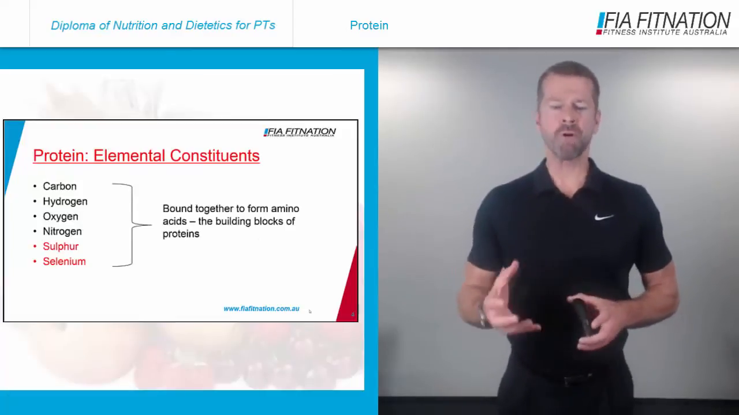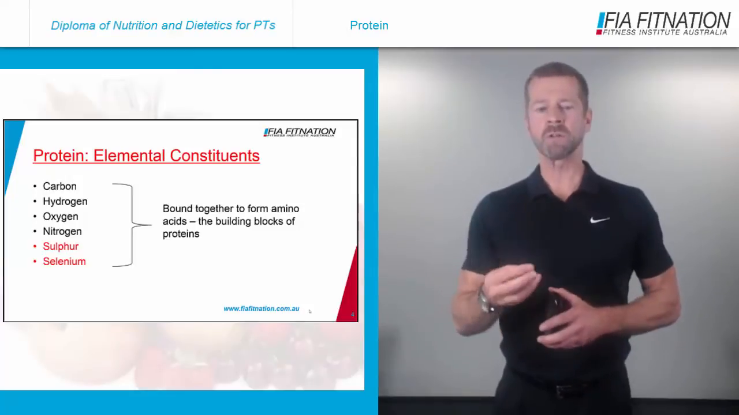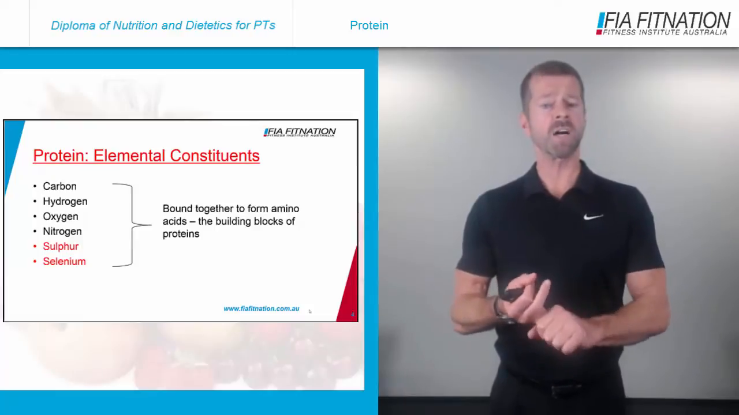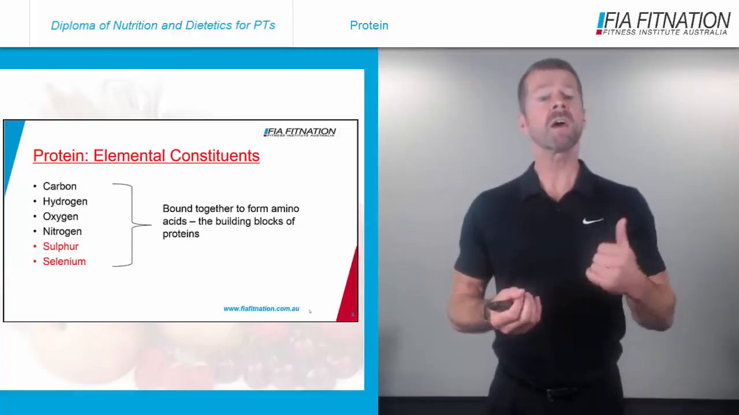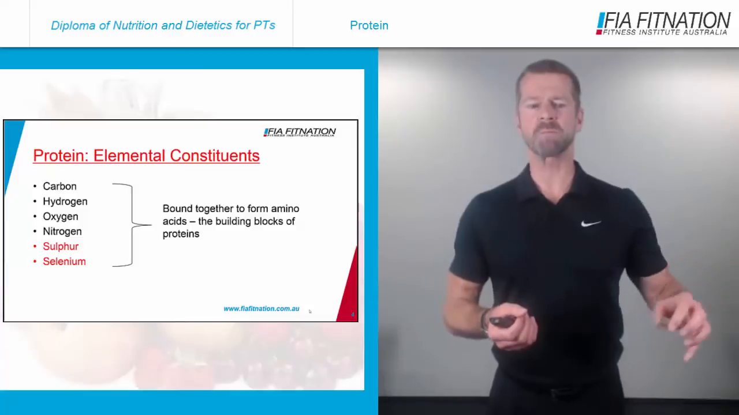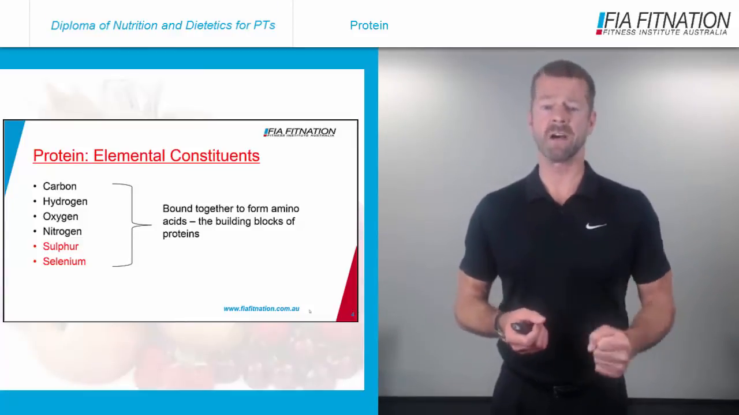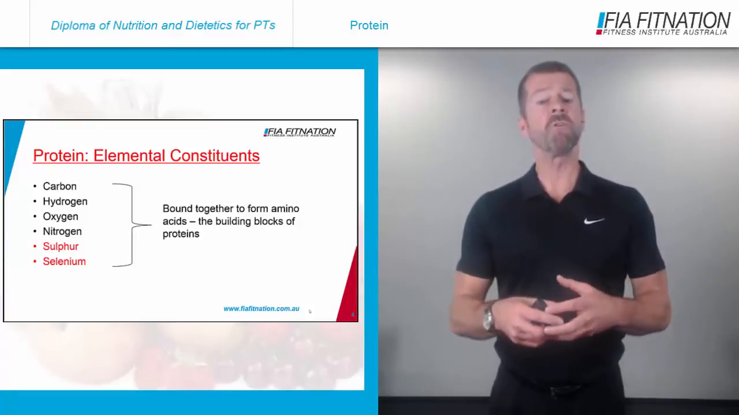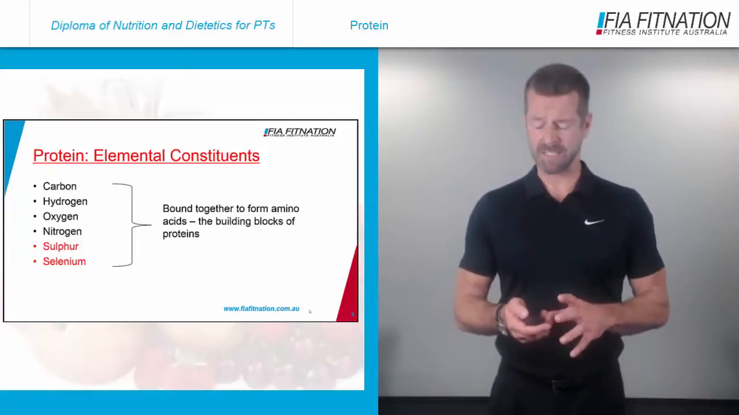Right, so protein compared to carbohydrates and fats: there's one major elemental difference. Carbohydrates and fats are only comprised of carbon, hydrogen, and oxygen. Protein, the one extra thing that all proteins have, is nitrogen. Some of them also have sulfur and selenium as little trace elements, but the important thing with protein is that it contains carbon, hydrogen, oxygen, and nitrogen. So all of these elements are bound together in different numbers to form amino acids. And the amino acids, as we know, are the building blocks of proteins.